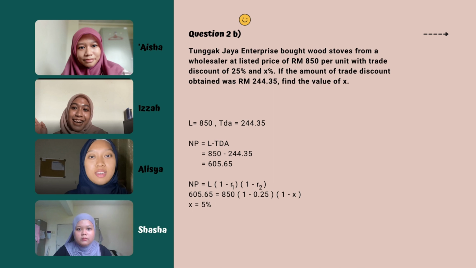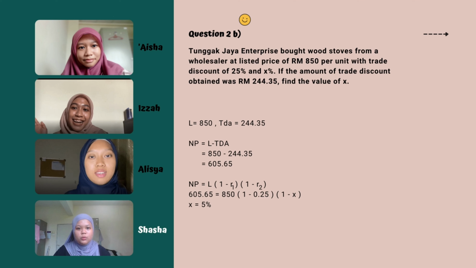Next is question 2B. Tunggak Jaya Enterprise bought wood stoves from a wholesaler at a list price of 850 ringgit per unit with trade discounts of 25% and X%. If the amount of trade discount obtained was 244 ringgit 35 cents, find the value of X.